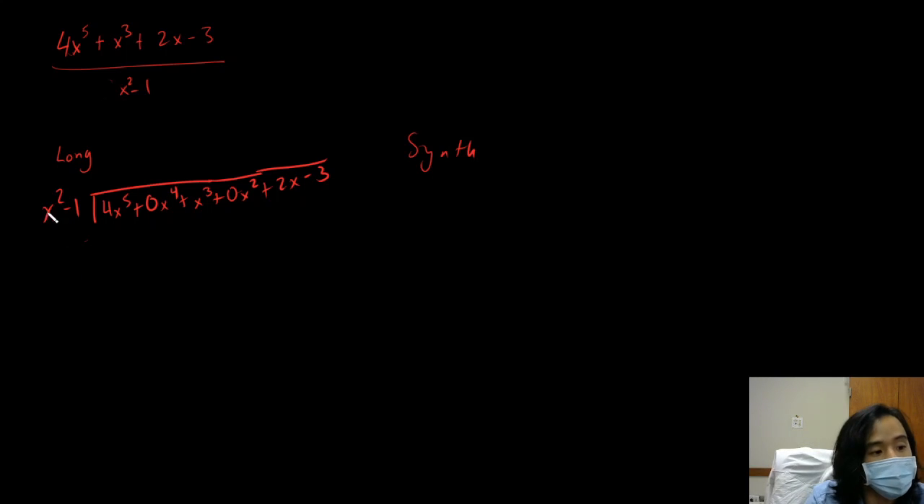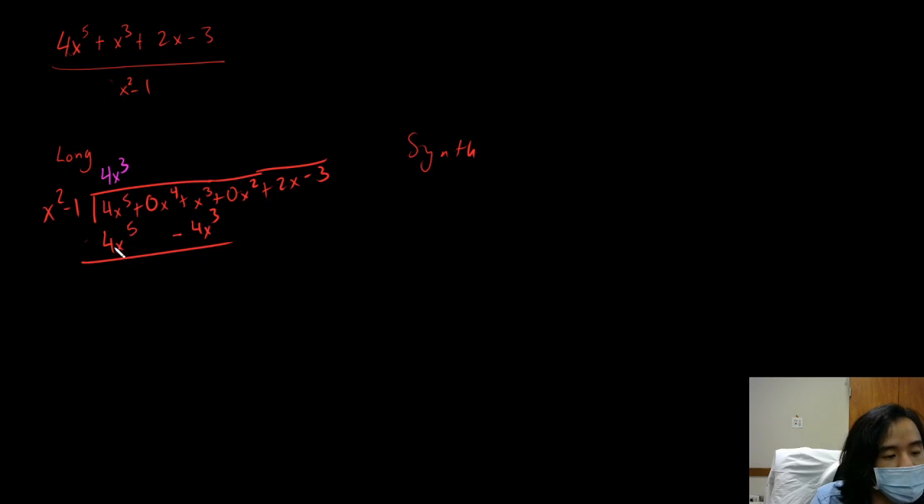Now it's the same process. X squared, remember you just take the first term of the polynomial here, goes into 4x to the fifth, it goes into this, say, 4x to the third times. So now you multiply this by the divisor here. So you have 4x to the fifth, and then minus 4x to the third. And you're going to subtract down.